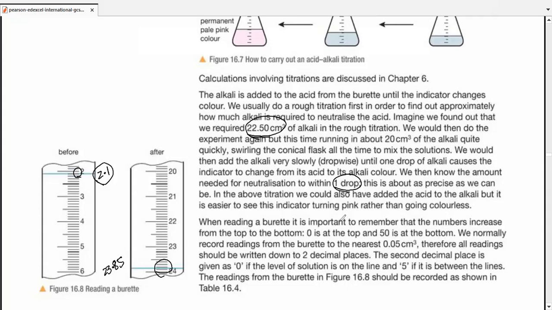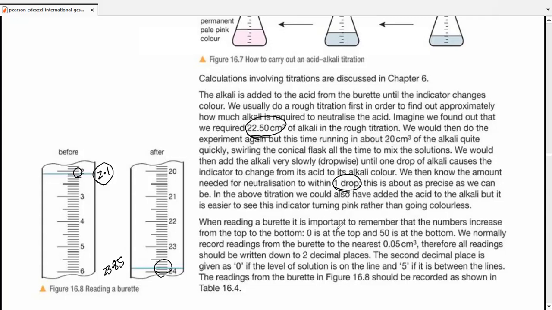So the one that you already know, you're supposed to put that in the flask, and the one that you want to know about, put that one in the burette. So if you want to know about the acid, or how much acid can neutralize an alkali, put the acid in the burette and the alkali in the flask.